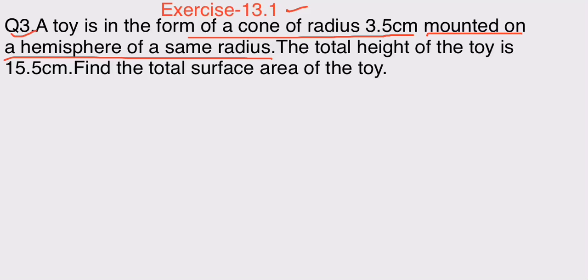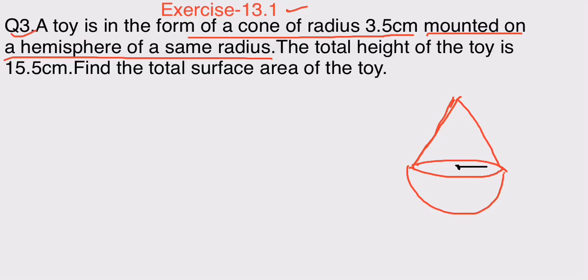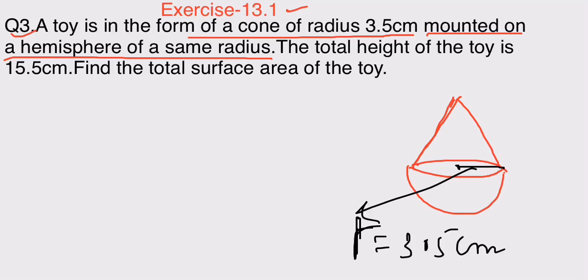So here in this figure, on the base of the toy we have a hemisphere, and on the top of it a cone has been mounted. So the shape of the figure of the toy will be like this. Now in this question it is given that the common radius of the cone as well as the hemisphere is 3.5 centimeter. So I am taking R as 3.5 centimeter. This is your radius. Now the next information from the question: total height of the toy is 15.5 centimeter.